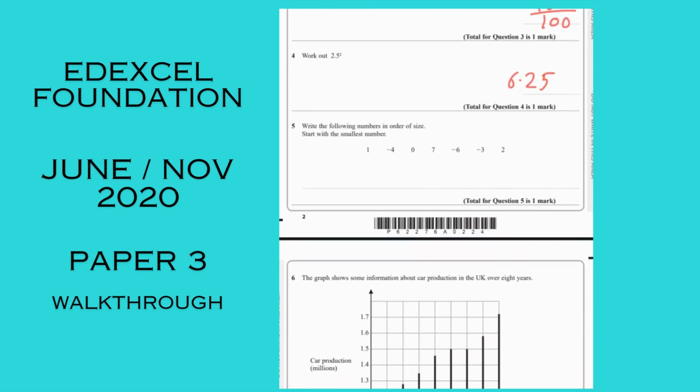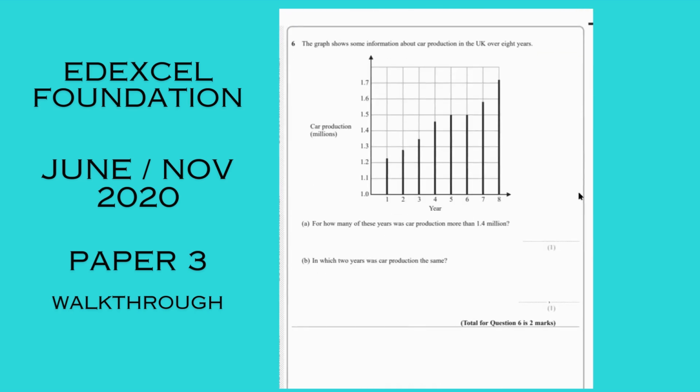And finally, definitely easy to make a mistake here by missing one out. So smallest is -6, followed by -4 and -3 obviously. Then we've got 0, 1, and up to 2, up to 7. Cross them off as you go. Make sure you don't leave any out.